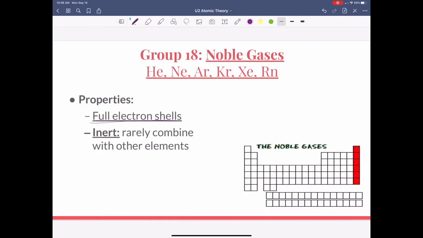Lastly, we have noble gases. All right, noble gases have full electron shells, as we're going to talk about in a little bit. What that means is that they do not want to combine with other elements. They have everything they want. They don't need anything from any other elements.